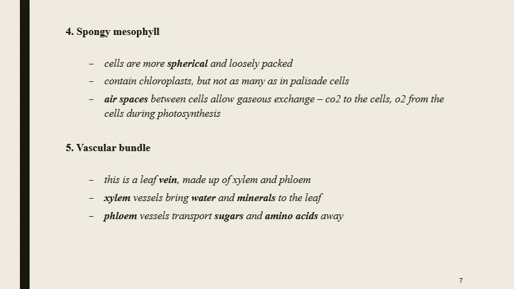Vascular bundles, that is, a leaf vein made up of xylem and phloem. Xylem vessels bring water and minerals to the leaf. Phloem vessels transport sugar and amino acids away.